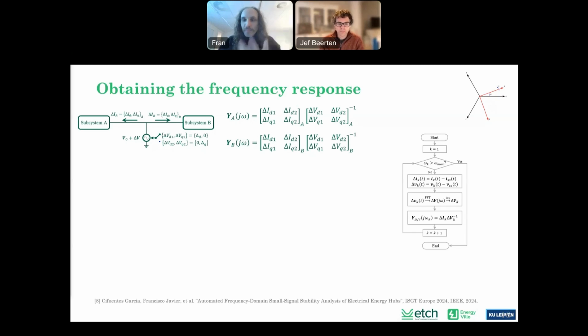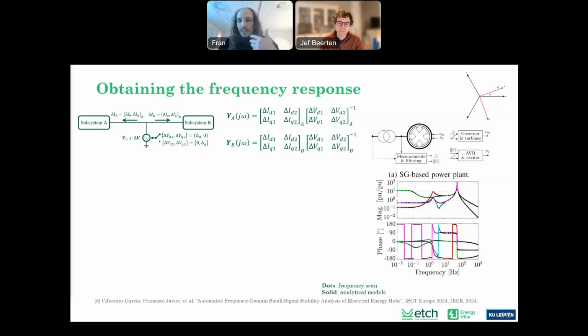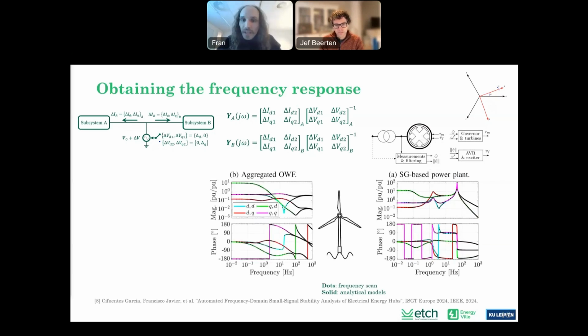As I mentioned before, it's important to validate that the method works, and we used it to validate our models. So for instance, here you can see a synchronous generator-based power plant with different controls and so on. You can see the analytical model in solid lines and the frequency scan obtained with the tool in dotted. So they perfectly overlap. Similarly, you can study other subsystems. For instance, this is an aggregated offshore wind farm, so just a two-level converter, let's say, and you can also observe the good agreement.